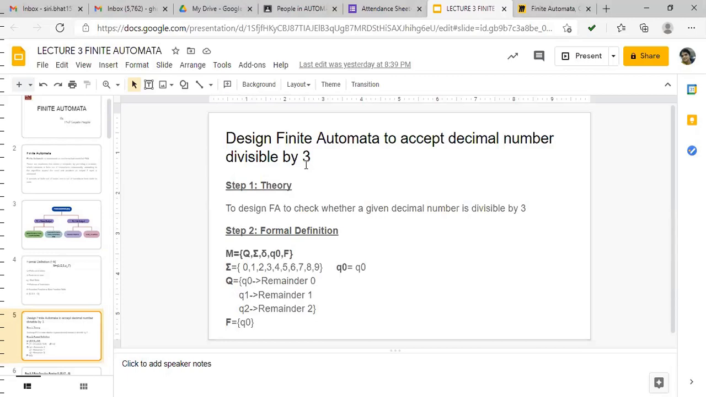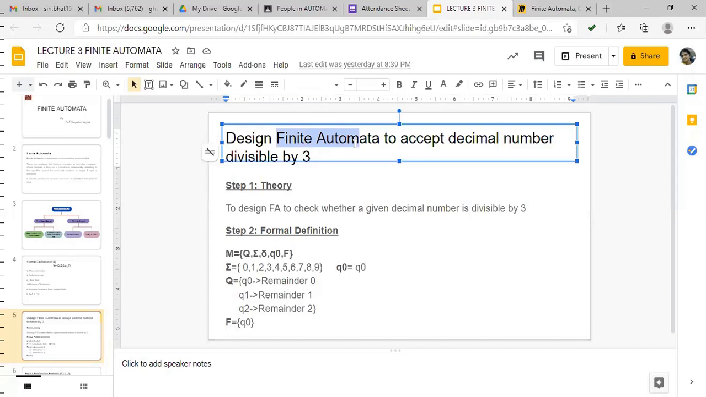First and foremost, we have to understand the problem statement before going into the formal definition. First thing we have to see is which machine we have to design. We have to design finite automata. Since this is our first example, we are designing finite automata, but once you have finished with automata theory, you will be learning many examples, many machines, right? So first thing you have to see is which machine we have to design. So here they have given finite automata.